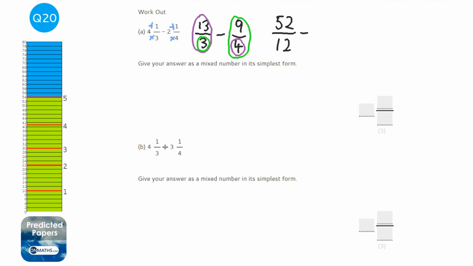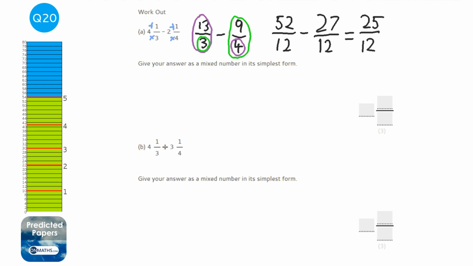Then I'm going to times 9 by 3, so that will be 27, and 3 times 4, which is 12. And then all you need to do is take away the tops. So 52 take away 27, which is 25, and the bottom stays the same, 12.